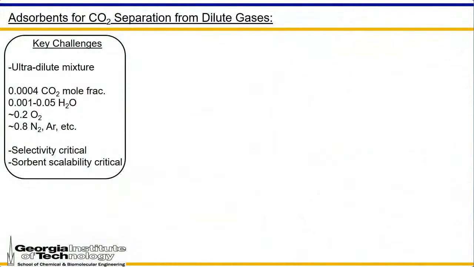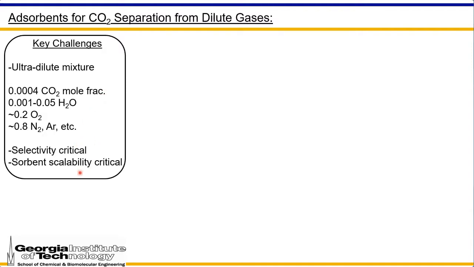So if we think about this specific separation challenge, it's a challenge where adsorbents can play a huge role in technology development. And the key challenge is that we have an adsorption separation we're trying to achieve using an ultra-dilute mixture. We have 400 parts per million CO2 roughly, with a significant excess of water present in the feed stream because there's significant humidity in the air that varies by location and by temperature. But it can be multiple orders of magnitude more water than CO2. Of course, we have the other components of air as well, and we want to have selectivity specifically to CO2 over all of these other components.